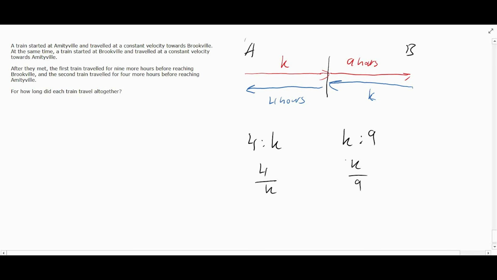Same with this one, k over 9, so how fast B has traveled in relation to that. So if, let's say, k was 18 hours, then this would be 18 over 9, which is 2. So that basically means that train A was twice as fast. So we're doing this all in terms of train A. So pretty much these are the two ratios we have, and now if we just cross multiply, we can get a relationship between them. The 36 is equal to k squared.